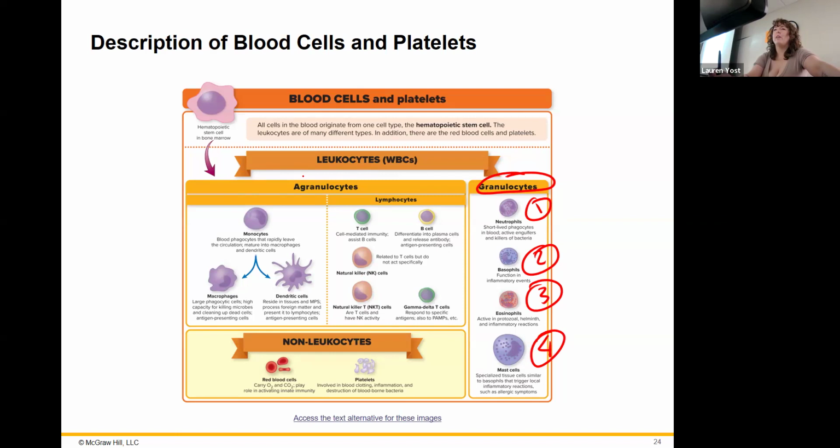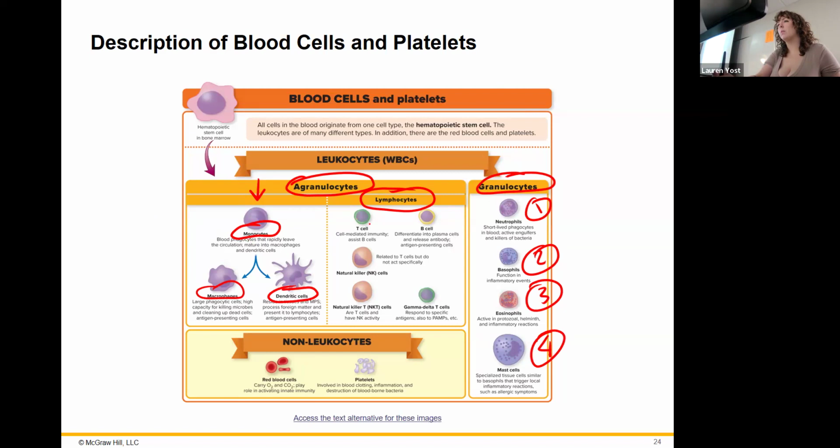Okay, our agranulocytes, no granules in these guys. We can divide this into the lymphocytes and the non-lymphocytes. I would say they all are precursors from monocytes, and they can become macrophages or dendritic cells. We call them monocytes because they have one nucleus. These are all of the agranulocytes: the monocytes and their derivatives, and then the lymphocytes.